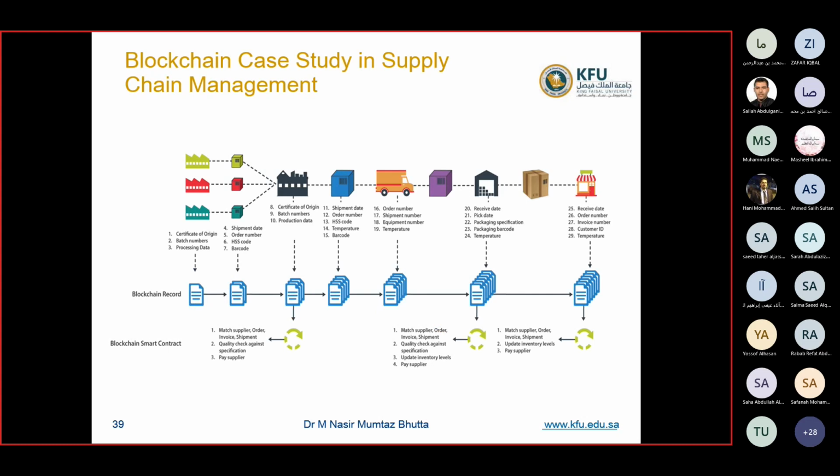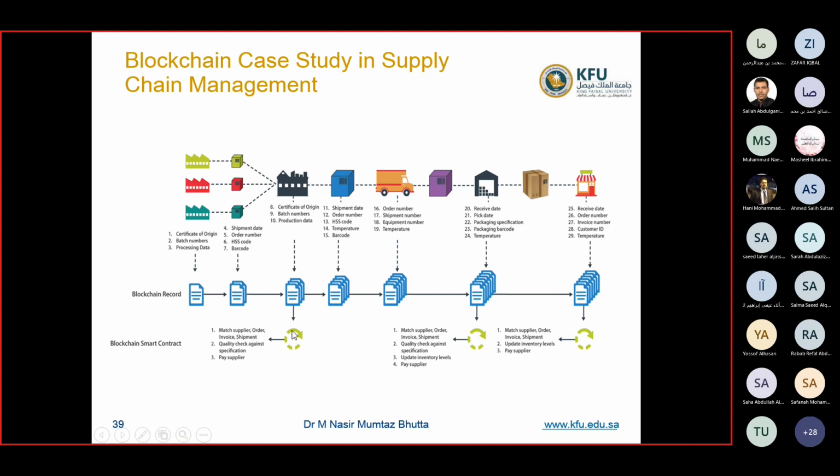So blockchain supply chain management is considered the best application for blockchain, and it can apply to all the disciplines, from the manufacturer till the retail shop or the customer who takes it. For example, the certificate of origin, and then you can match the batch numbers, and you process the data, and that information is recorded in the blockchain. Then the shipment date, order number, HS code, barcode, all again become part of the blockchain.